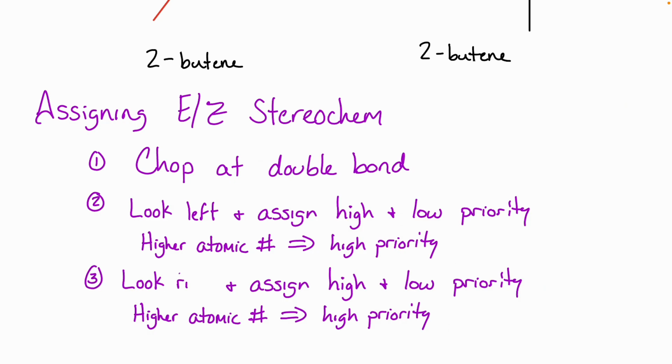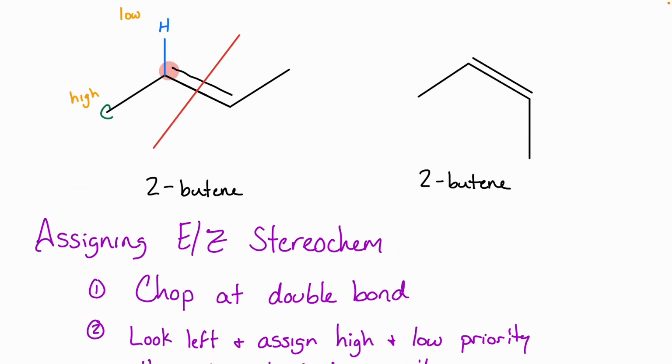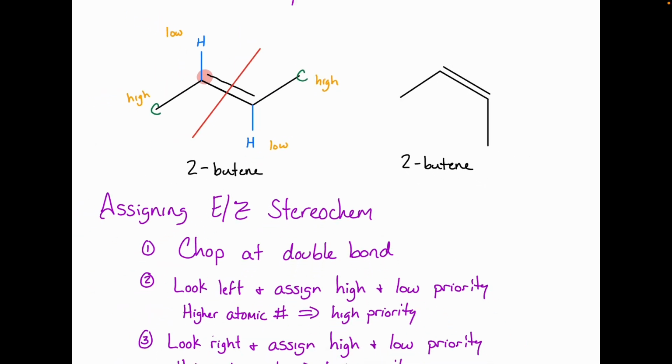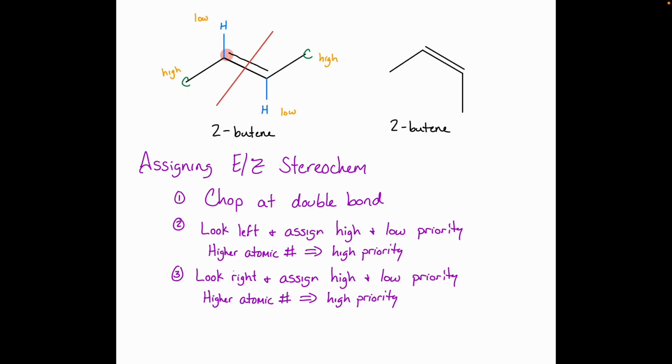So step 3, we're going to look right and assign high or low priority. Similarly, we have a carbon up here and an implied hydrogen pointed down. Again, hydrogen being the lower atomic number, that's my low priority group. Carbon's got the higher atomic number, so this is my high priority group. Okay, and based on where those 2 high priority groups are pointed, we can determine the E or Z stereochemistry of our molecule, right? So step 4 is to assign E or Z.